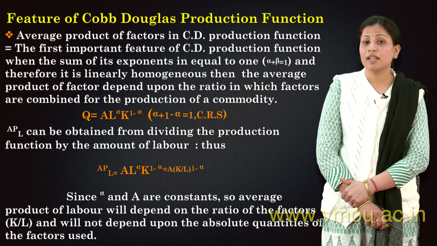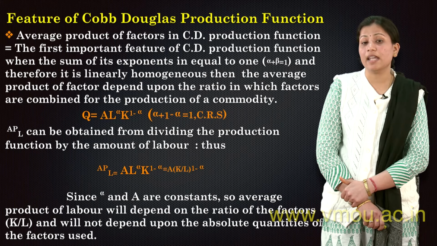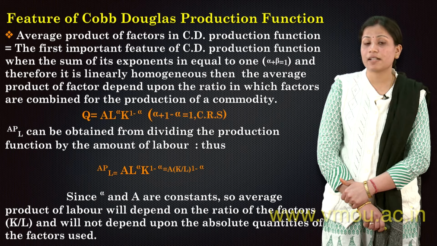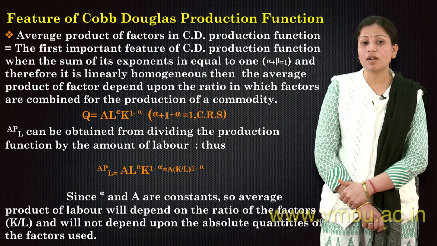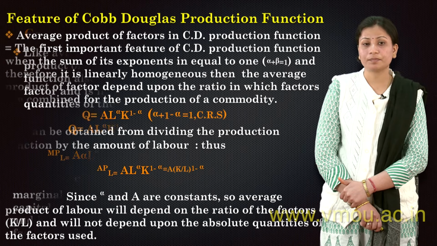In this situation, the marginal productivity of labor, as clear below, will be just equal to A bracket K divided by L whole raised to power 1 minus alpha. Here in this mathematical notation it is clear that since alpha and A are constants, the average product of labor will depend on the ratio of factors K by L and will not depend upon the absolute quantities of the factors used.